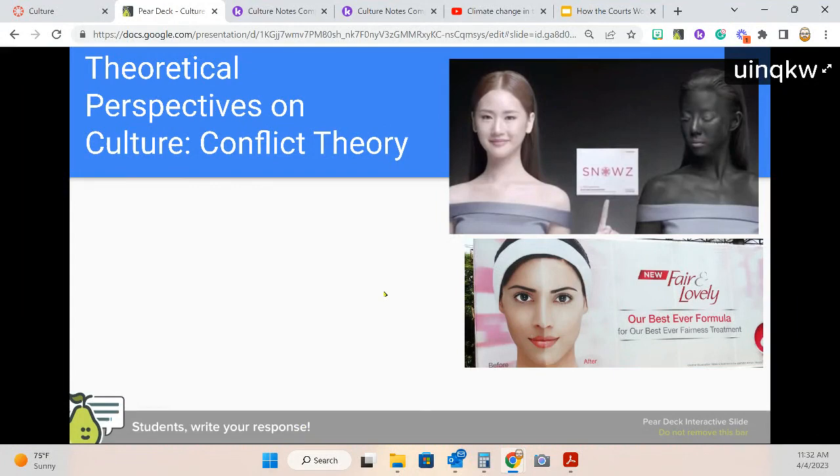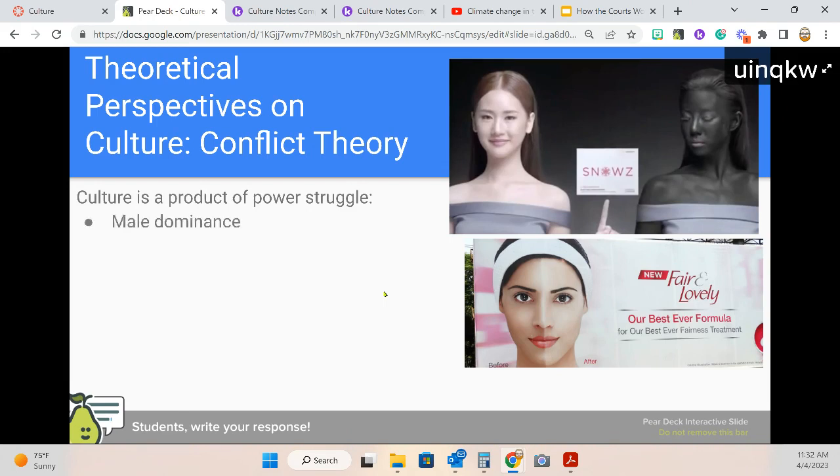Next up is conflict theory. And we've got different types of conflict theory. What we're going to hear from today is mostly going to be feminist or gender conflict theory and more Marxist conflict theory.